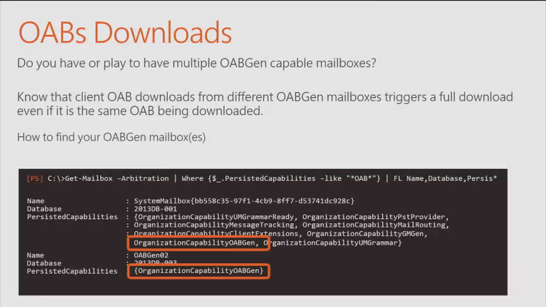You get mailbox arbitration, pipe that out to a where clause that is looking for the persisted capabilities like star OAB star, and then give me all the mailboxes. So in my lab, I had 2. One was the default one created, and one was one that I created on my own called OAB Gen 2. Both of those arbitration mailboxes are creating offline address books inside of them.